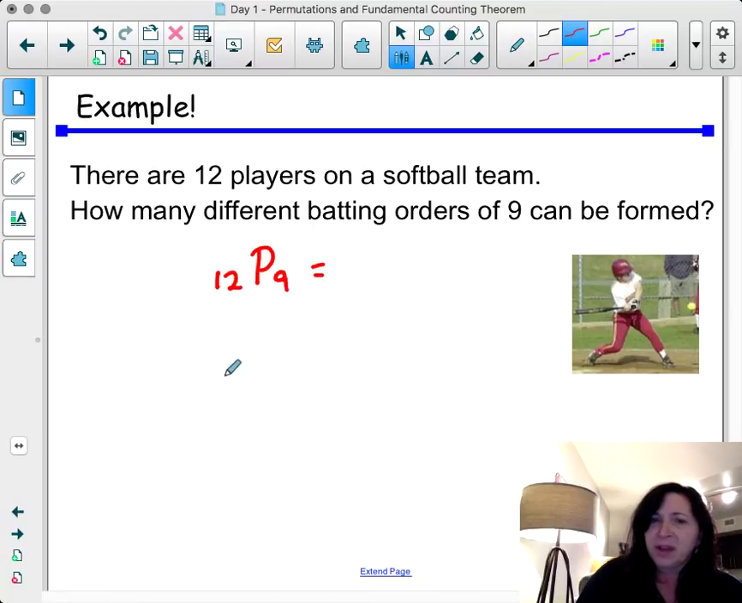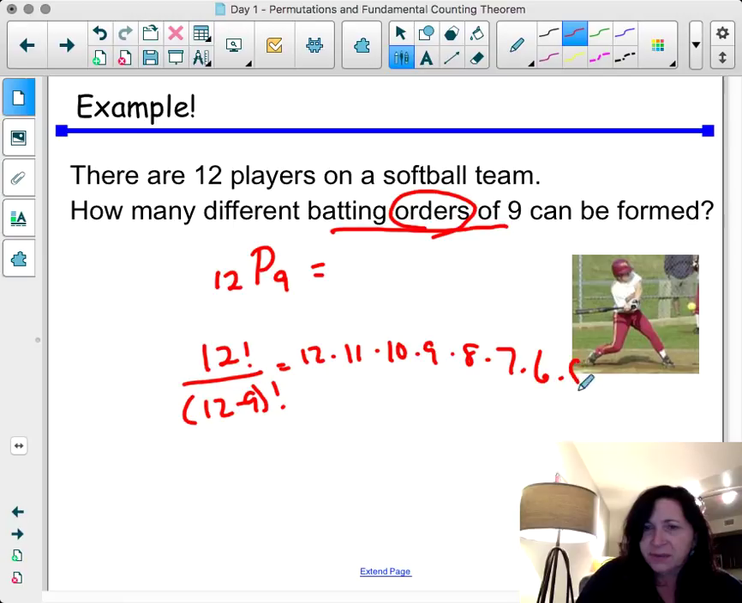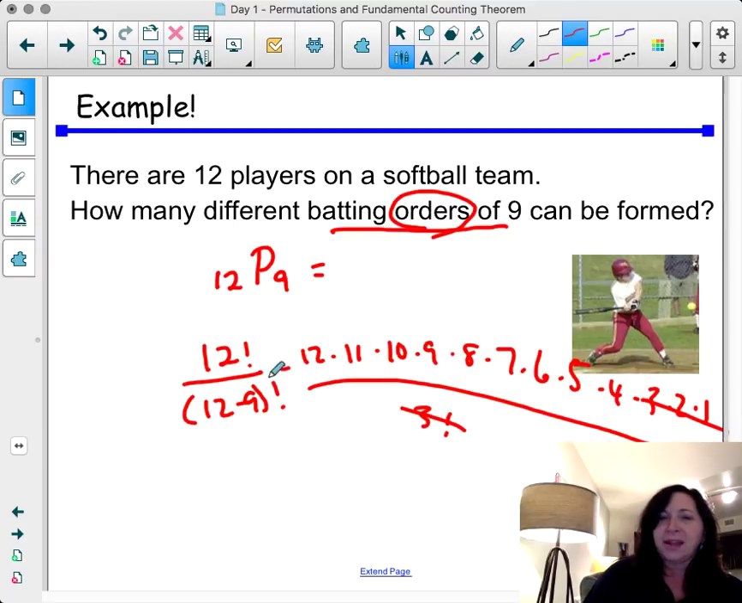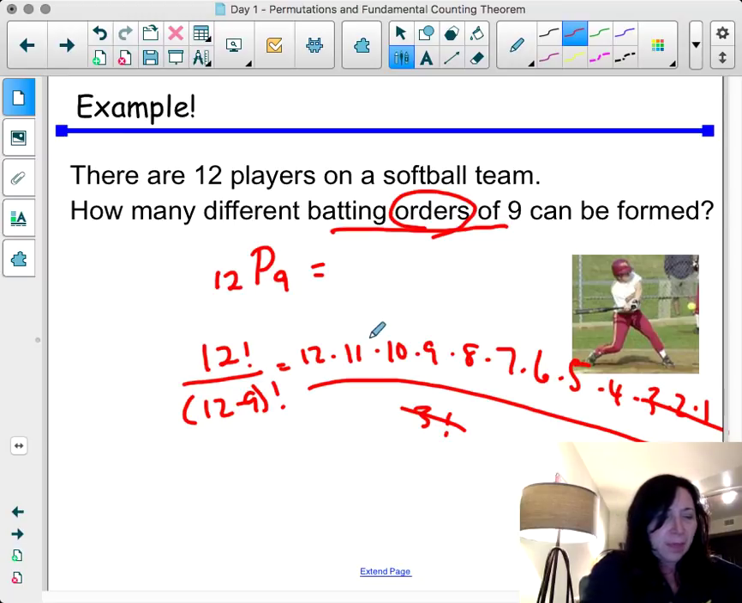So how many different ways can I change my batting order? Order matters. So that's going to be 12 factorial over 12 minus 9 factorial. So that's going to be 12 times 11 times 10, 9, 8, 7, 6, 5, 4, 3, 2, 1, and this is all over 3 factorial. Well, that's going to cancel with that. And so the total batting order for this problem is actually, I don't know, I have to multiply this out.